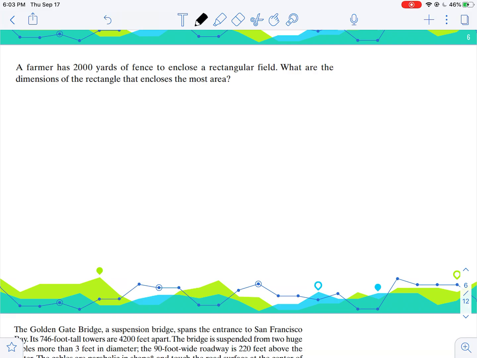A farmer has 2,000 yards of fence to enclose a rectangular field. What are the dimensions of the rectangle that encloses the most area?